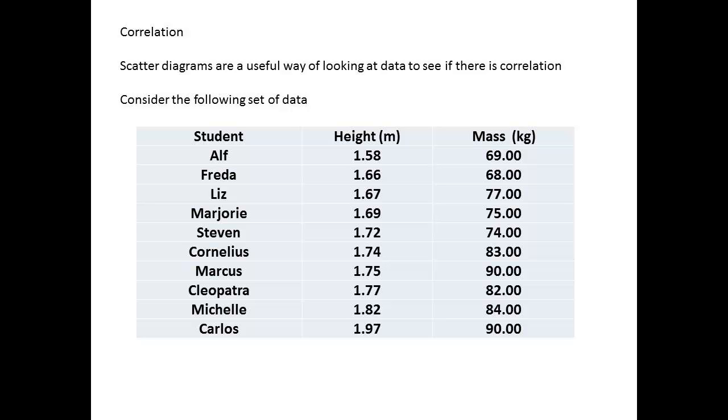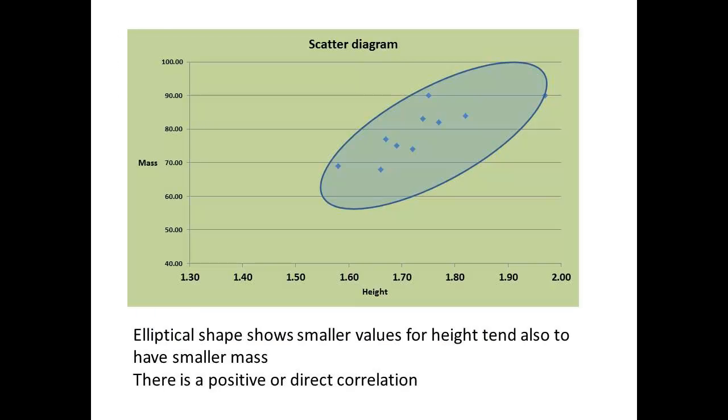Our table is for a group of students and records their height and their mass. When the data are shown in a chart called a scatter diagram, we can draw an ellipse that includes all the data points in the area. The general relationship is that smaller values for height have a smaller mass. We say this ellipse illustrates a positive or direct correlation.